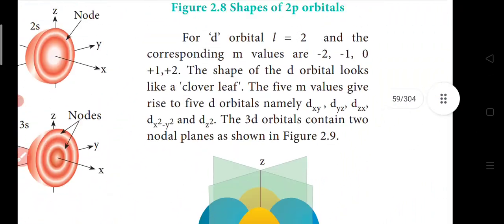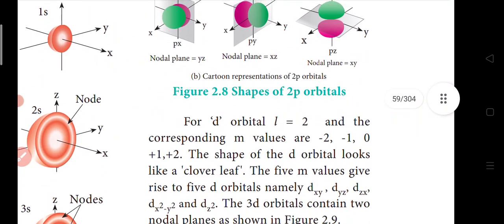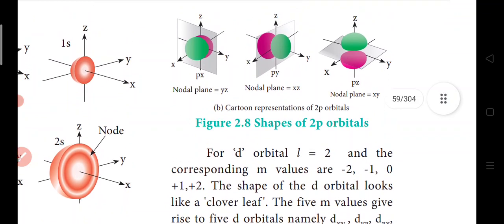So can you see the picture here? That is py is z plane, x is z plane and pz plane. So it is 2px, 2py and 2pz orbital. This is how it looks.